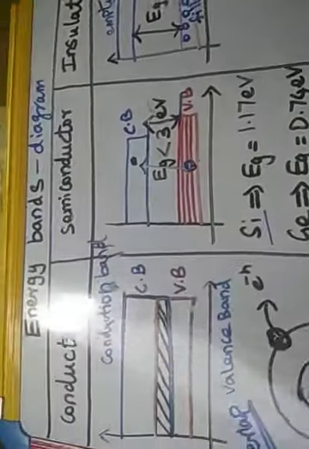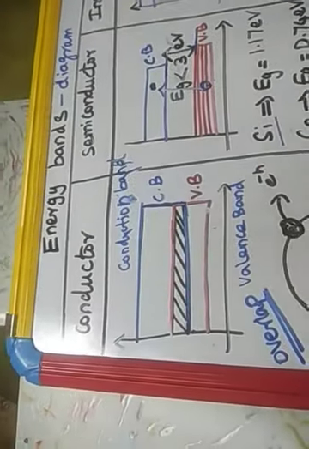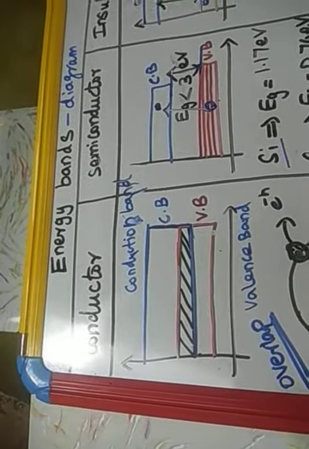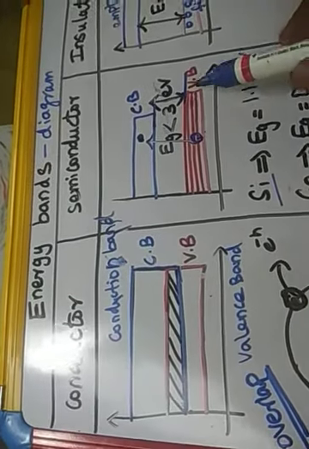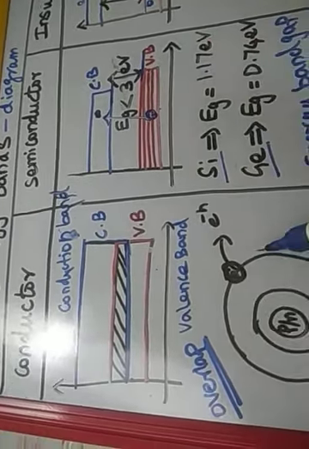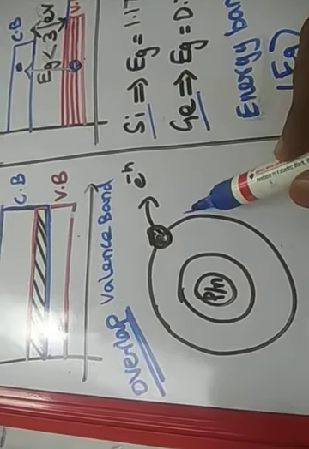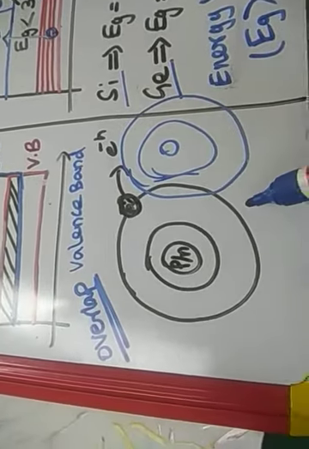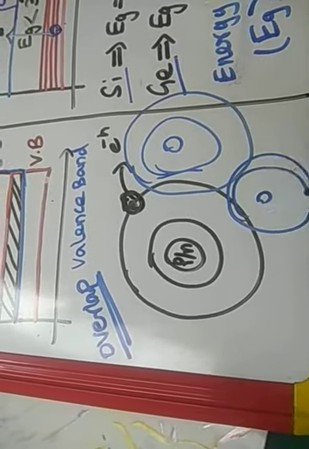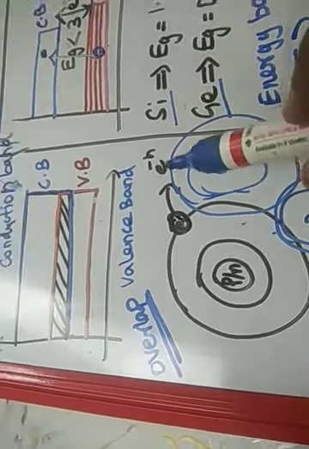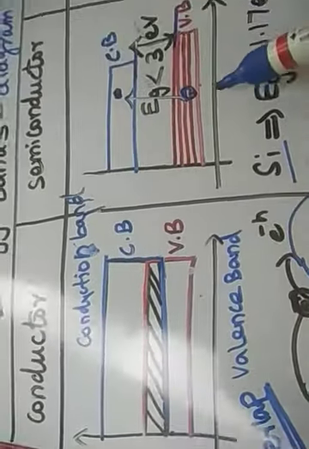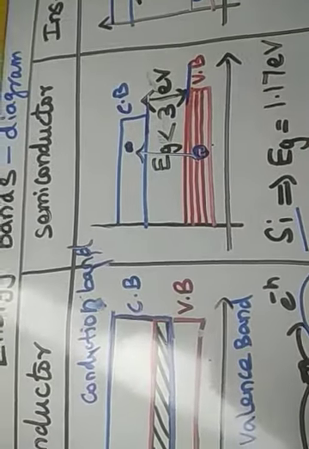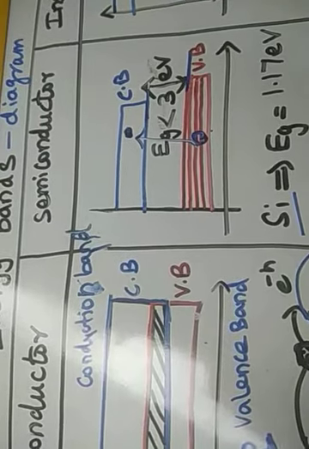So I hope you are understanding the energy band gap. You may ask why it is a band. This is one atom's valence orbit. Then again there is another atom's valence orbit. Then there is another atom's valence orbit. All the valence orbits are closer to each other like this. Then this will become a band. So that is why we say that this is a band.